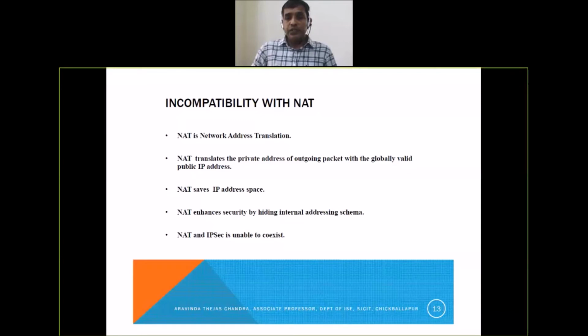Probably in the previous semester when you discussed networking, you might have studied about NAT, which is Network Address Translation. So how many of you are aware of NAT? Any answers? No.